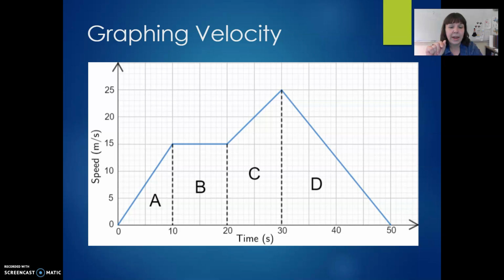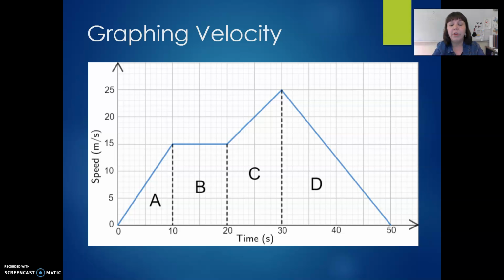From 10 to 20, the line is flat. Now, it doesn't mean we're not moving. In the previous graph, it meant we weren't changing our position, but here we're not changing our velocity. When we're not changing our velocity, it means that we are on cruise control. We're going the same speed, but we are moving, okay? Between 20 and 30, again, we're speeding up.